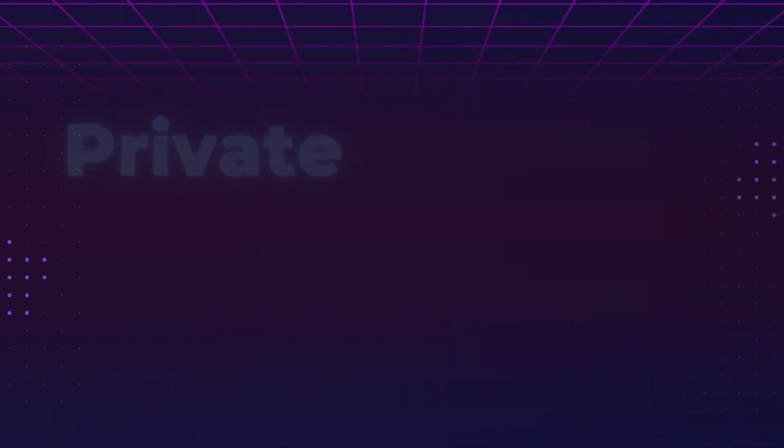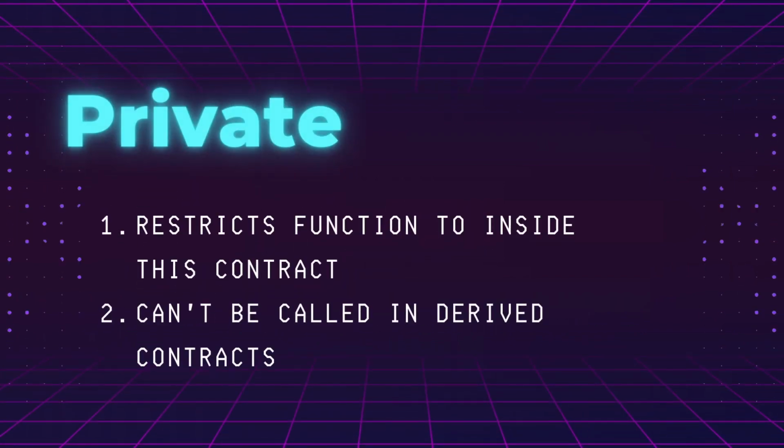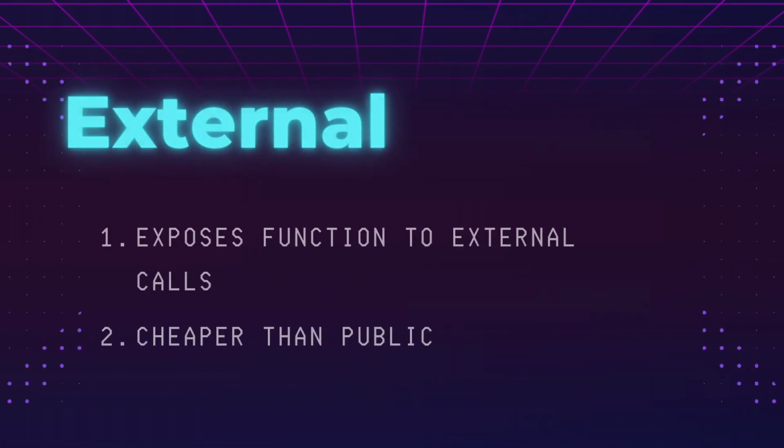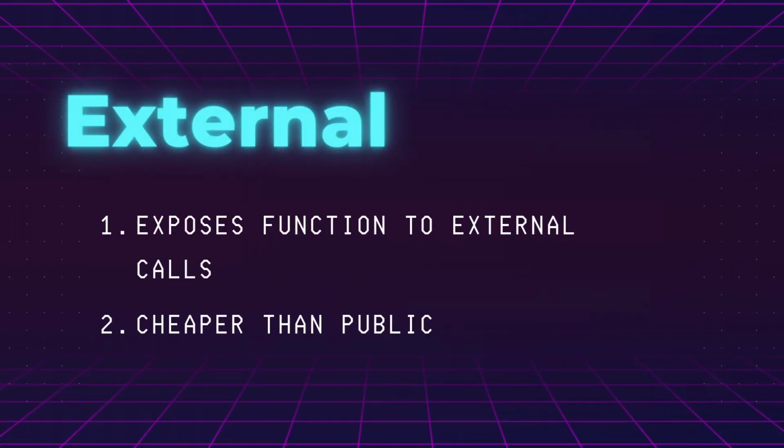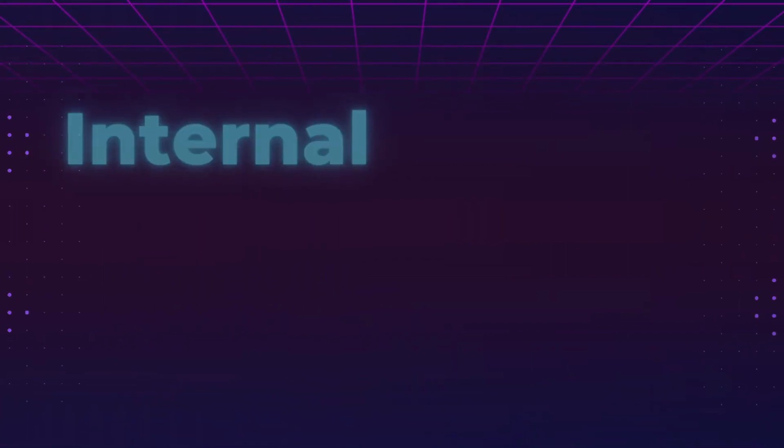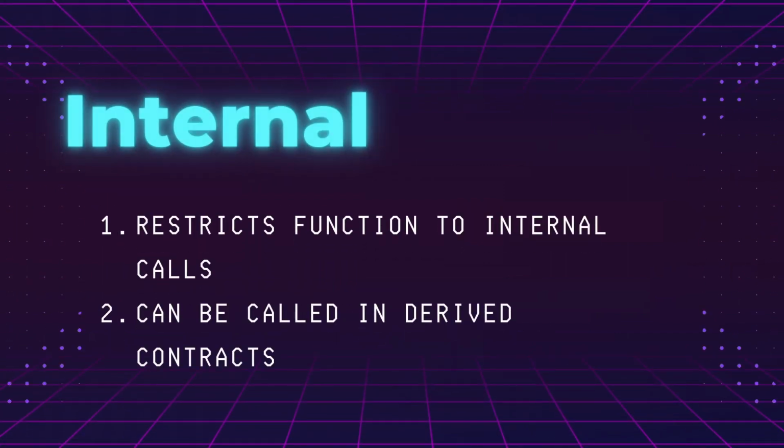Next, we have private. This restricts your function to just this particular contract calls and can't be called in derived contracts. Next, external is used to expose the function to just the external calls and is cheaper than public for this use case. Finally, internal is similar to private, but it exposes the functions to derived contracts. You can read more about these in the link in the description. Now let's take a look at some examples.